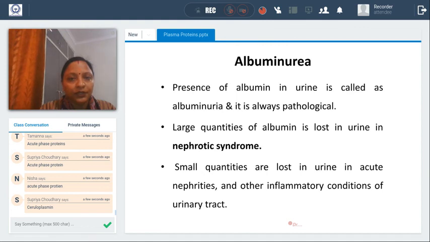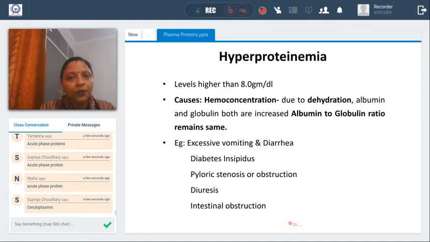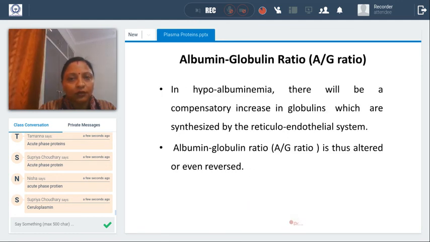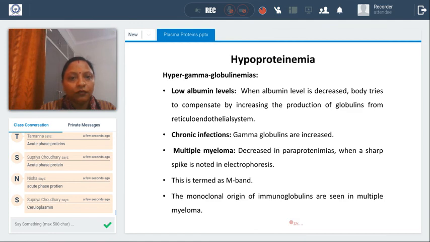What is albuminuria? Presence of albumin in urine, present in nephrotic conditions. Hyperproteinemia by hemoconcentration or dehydration, here the AG ratio remains the same. In the case of hemodilution, hypoalbuminemia, nephrotic syndromes, burns, pregnancy, and malnutrition, the AG ratio changes.